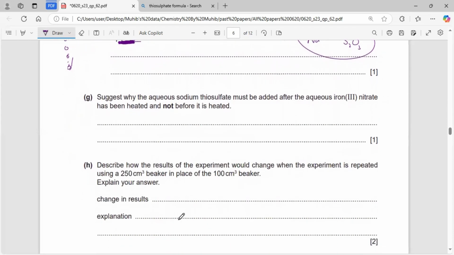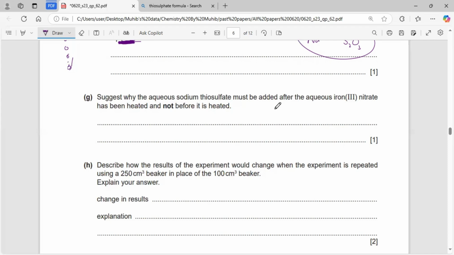Now suggest why the aqueous sodium thiosulfate must be added after the aqueous iron nitrate has been heated, not before it is heated. What we have done in the experiment, we have first heated the aqueous iron nitrate and then added the sodium thiosulfate. Why have we done that? Anyone? Any other? Remember, what is the main purpose of the experiment?